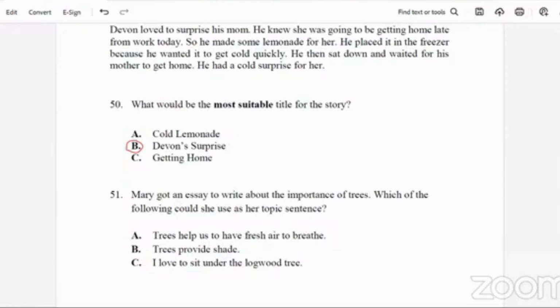All right, so we're talking about the importance of trees. And so I think A would be a good topic sentence. It helps us to have fresh air to breathe. Okay.